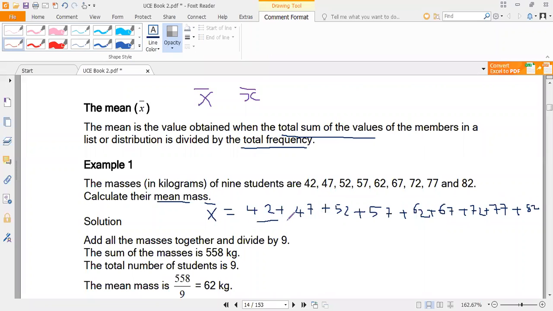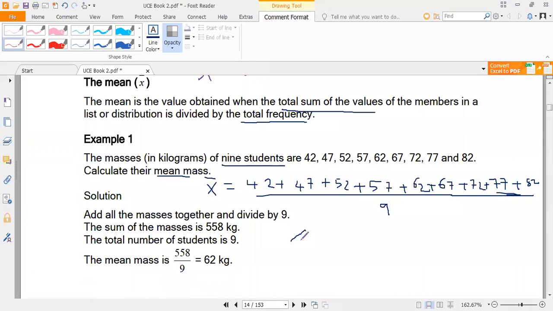and then I divide them by how many numbers they are. So they are 1, 2, 3, 4, 5, 6, 7, 8, 9. They are 9. The frequency is 9, since we are given that in the question. Since in the question we are given that there are 9 students, so we shall divide by 9.